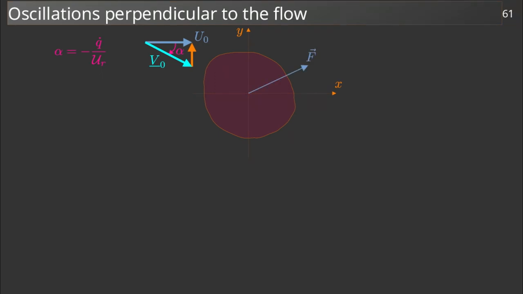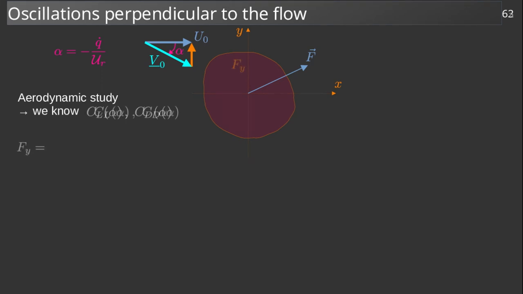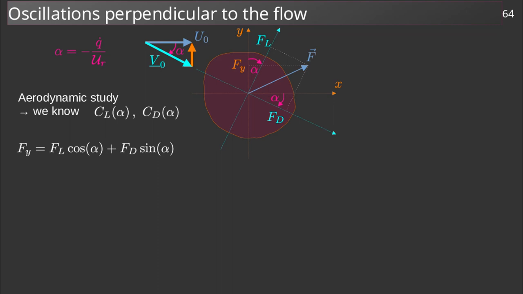We will now study the forces exerted on this profile. The fluid force is noted F. What we know are the aerodynamic coefficients, lift and drag, as function of alpha. What we are looking for is the force Fy projected on the y-axis. Given the rotation alpha between these two sets of axes, we obtain Fl cosine alpha plus Fd sine alpha. In dimensionless form, the fluid force is 1/2 of Cl cosine alpha plus 1/2 of Cd sine alpha.